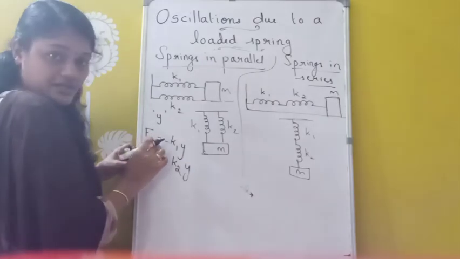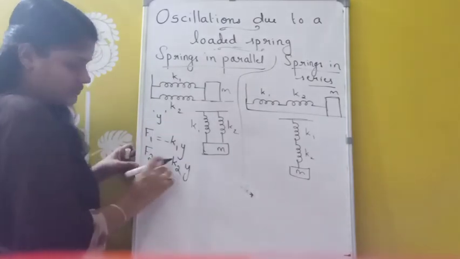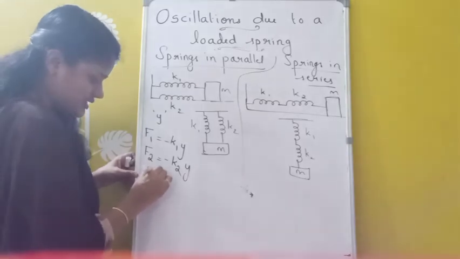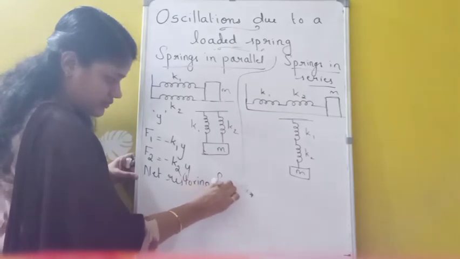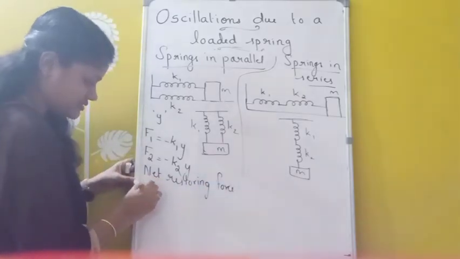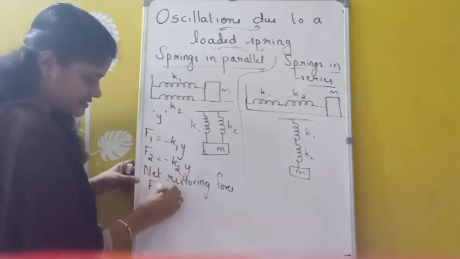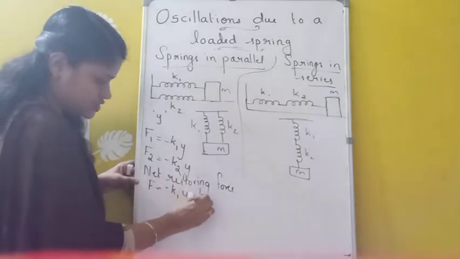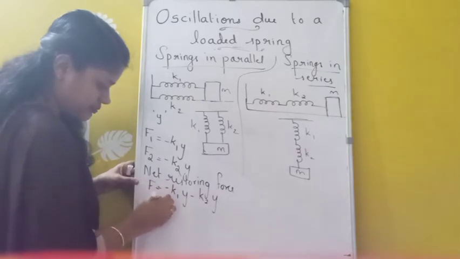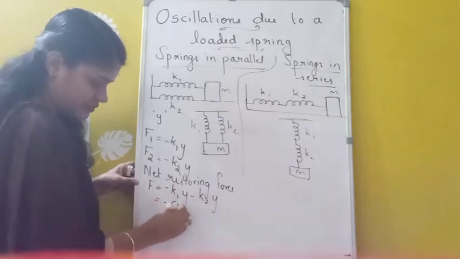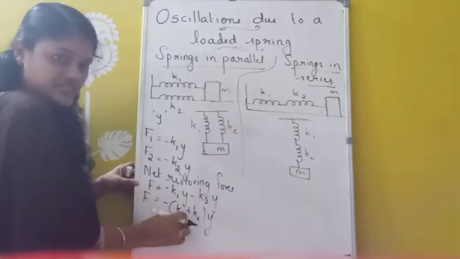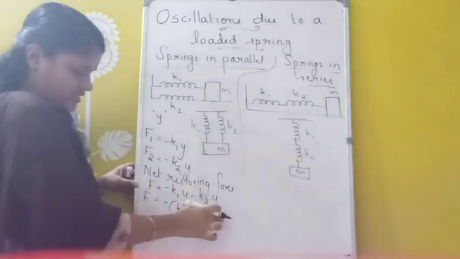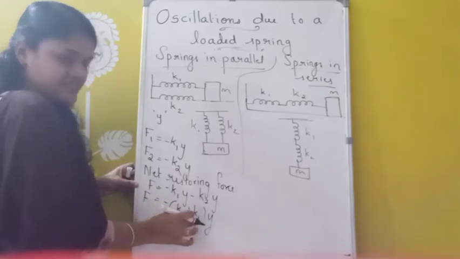So this is the restoring force acting on both the springs. How will you find the net restoring force? The net restoring force F equals F1 plus F2. That means minus K1Y minus K2Y. Taking Y common, that is minus of K1 plus K2 into Y. So this is the net restoring force acting on the springs. In the case of parallel combination, the net restoring force is F equal to minus of K1 plus K2 into Y.